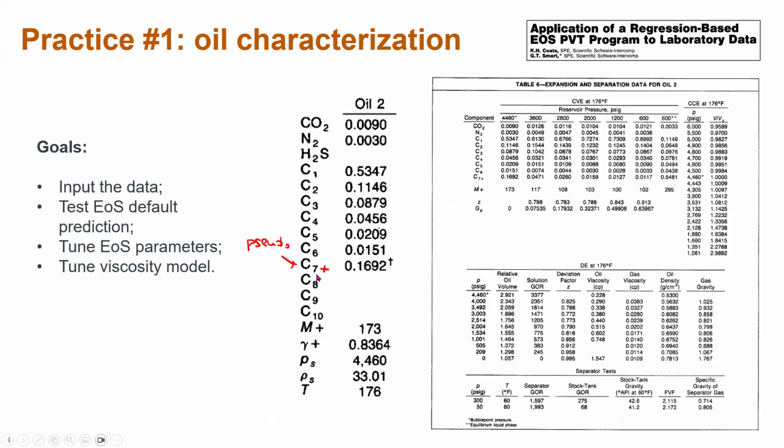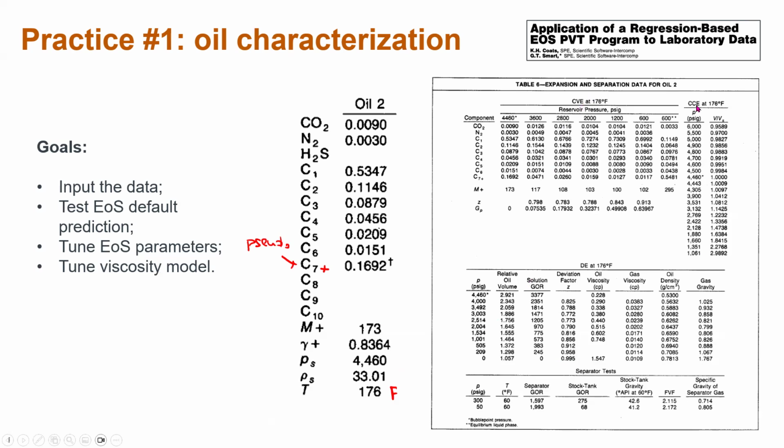Then the properties of this component: the molecular weight, the density, and the saturation pressure. The temperature is 176 Fahrenheit. This table is part of this oil. You have a CVE, a constant volume expansion of this oil, and you have a CCE, a constant compositional expansion.